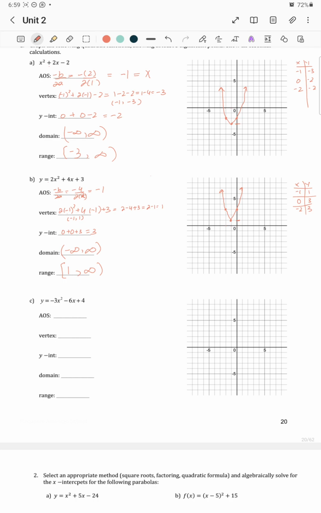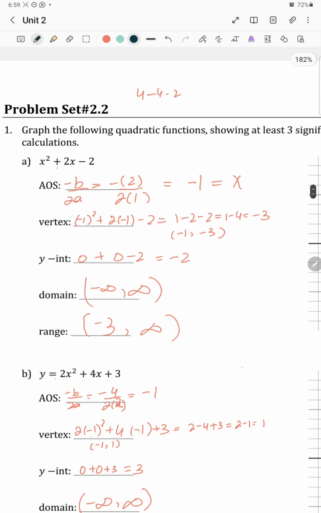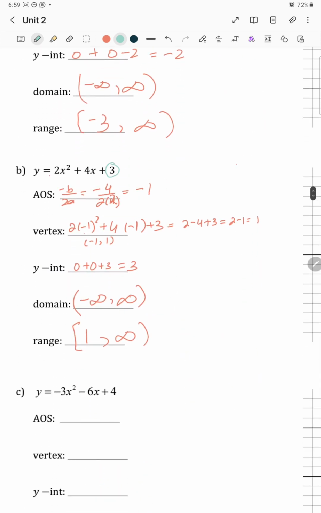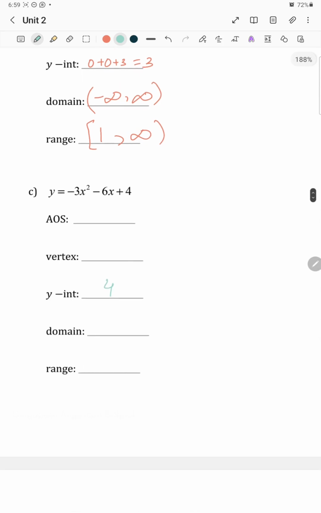Okay, there is one more way to find the y-intercept. Do you notice? The constant is also called the y-intercept. What is the y-intercept here? -2, so this is -2. Y-intercept 3, so this is 3 plus 3. So here the y-intercept would be 4. The constant is called the y-intercept.